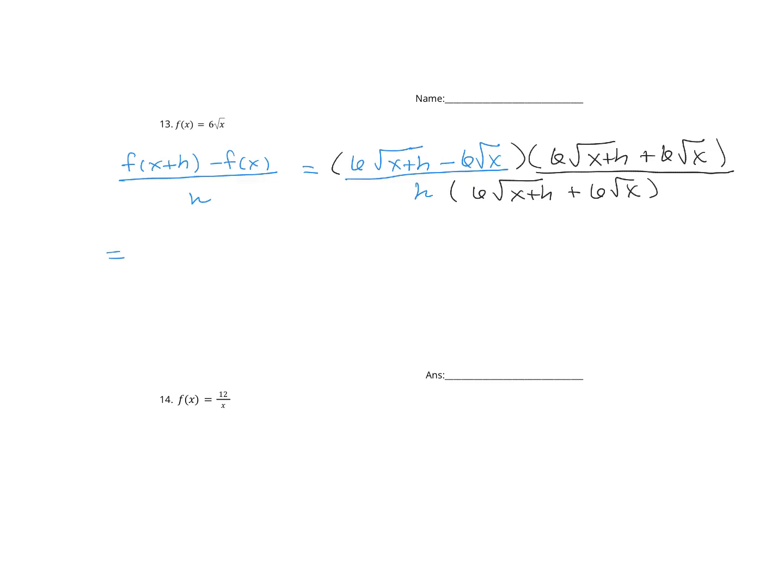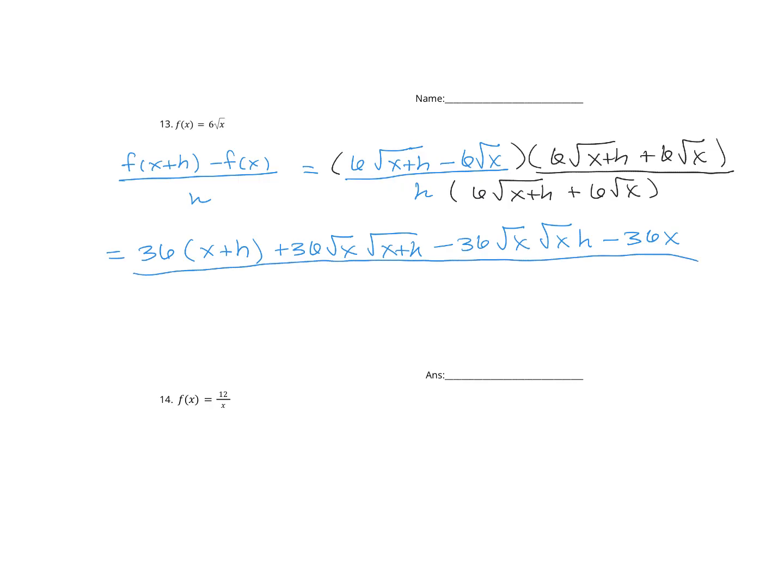First of all, 6 times 6 makes 36. The square root of x plus h times another just makes x plus h because the square roots cancel. Then on the outside, we're going to get plus 36 square root x plus h. On the inside, minus 36 square root x plus h. And then for the last, that's minus 36. And a square root of x times a square root of x just makes plain x. Down below, I've got h times that 6 square root x plus h plus 6 square root x.